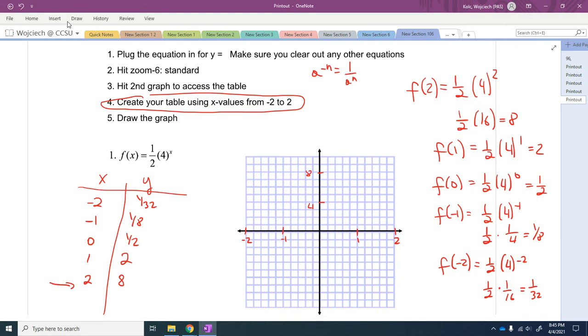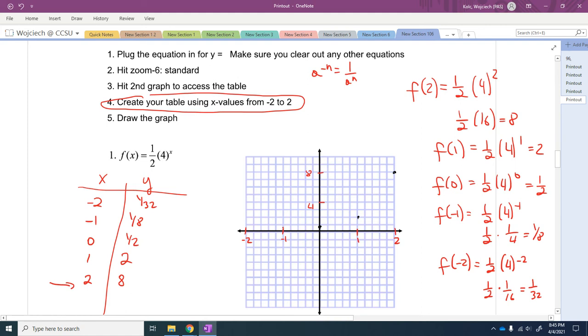Okay, now I'm gonna change my colors and maybe use black. Now let's plot the points. Again, I'll work backwards. 2, 8 will be this point. 1, 2 will be over here. 0, 1/2, which is my initial value or y-intercept, that will be here.